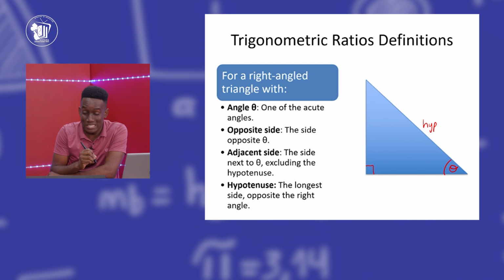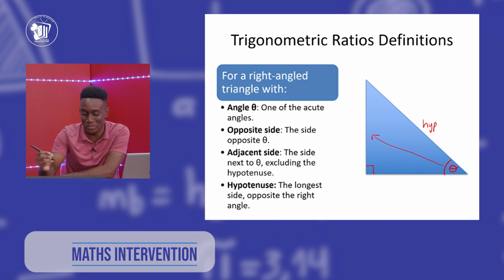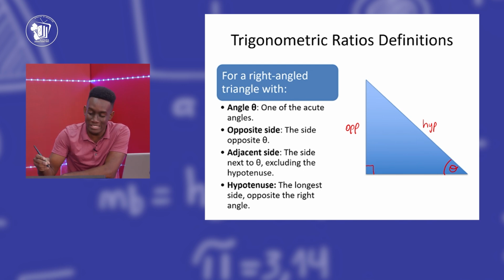The next side is the side opposite theta. Depending on where theta is located, that will impact where the opposite is. So if theta is here, the side opposite theta will be known as the opposite side. We'll just use OPP for short. Since that side is the opposite and that side is the hypotenuse, the remaining side is the adjacent side.